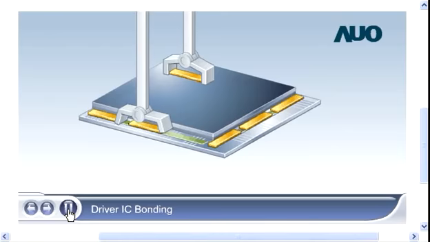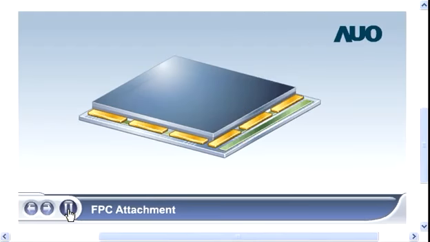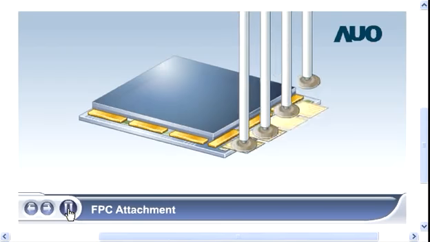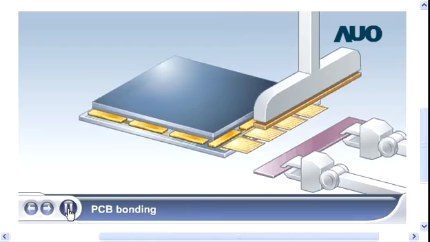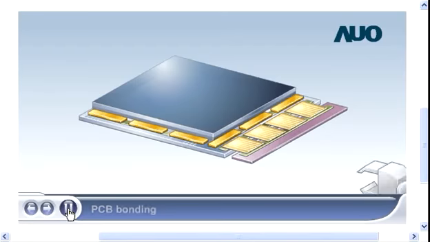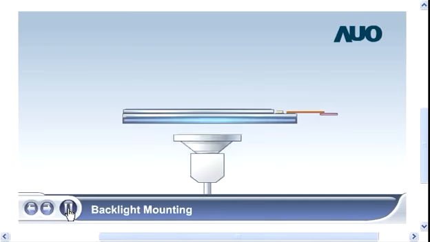Put the IC there and have IC bonding. And so FPC, that means flex circuit. So that also needs the bonding. That's the same process. You can see that is a flex bonding there. The same thing with the PCB. And assembled with a backlight.